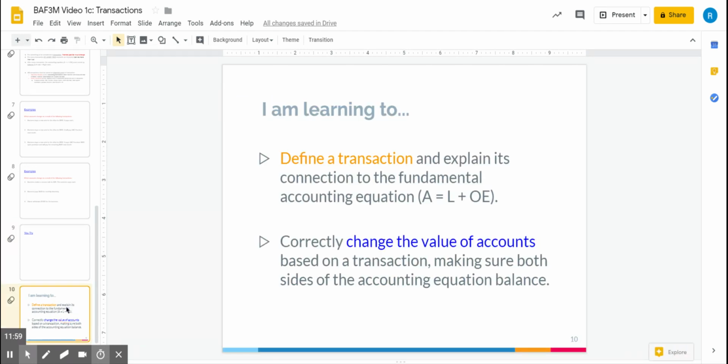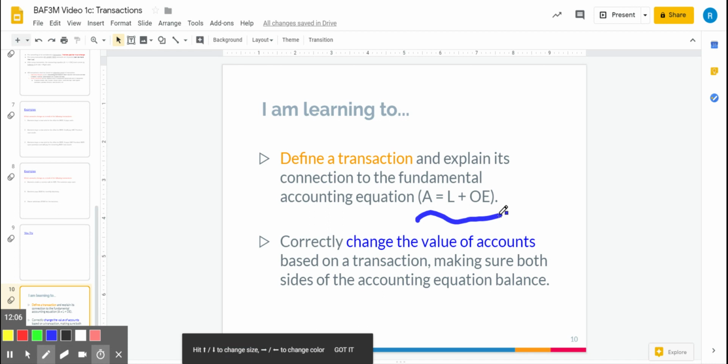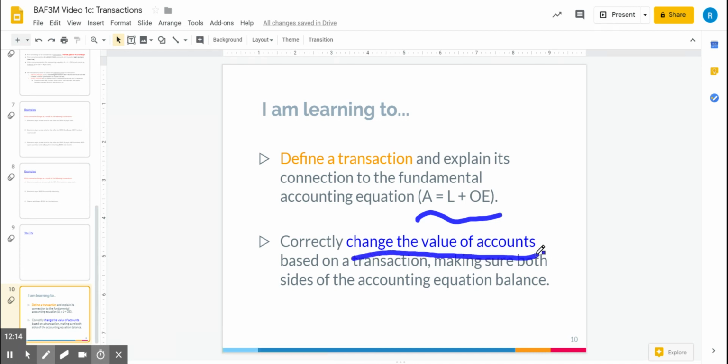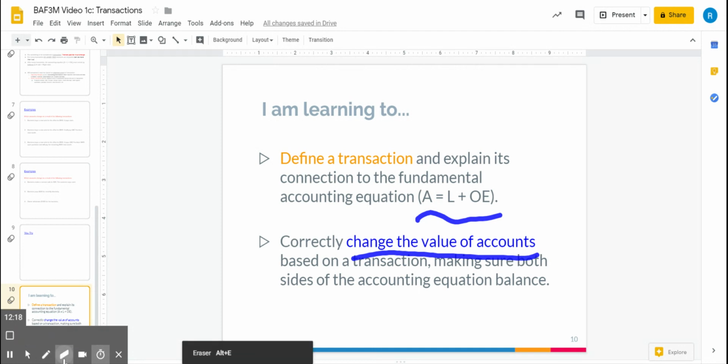So again, what we're learning is to define a transaction. Can you explain to me what a transaction is? Can you connect how transactions relate to this formula? And finally, if I give you transactions, are you able to tell me which accounts are changed and to make both sides of the equation balance? We're going to take lots of time practicing this in class.